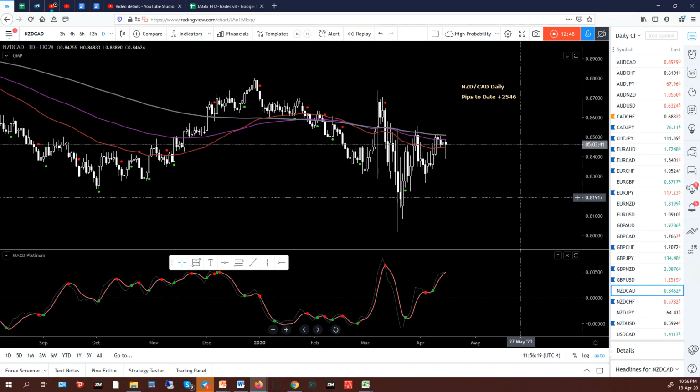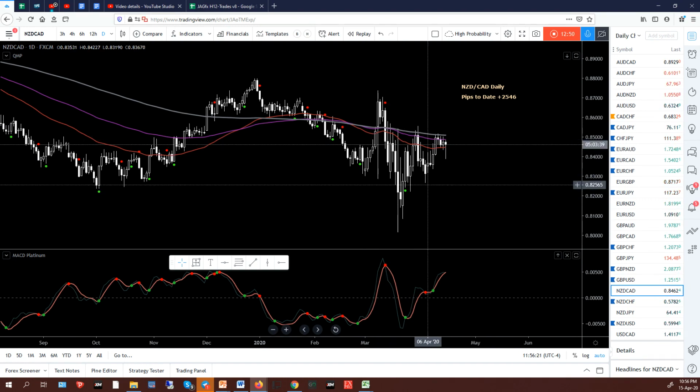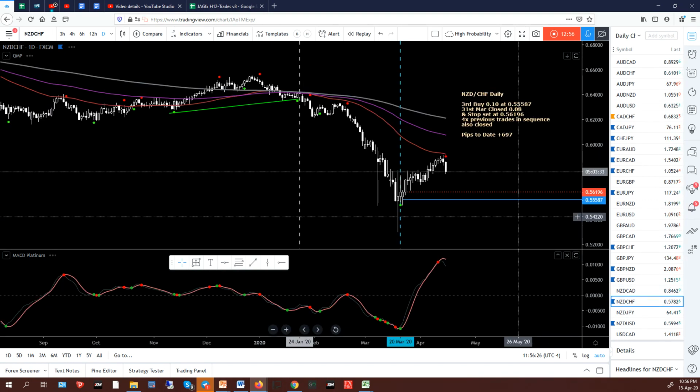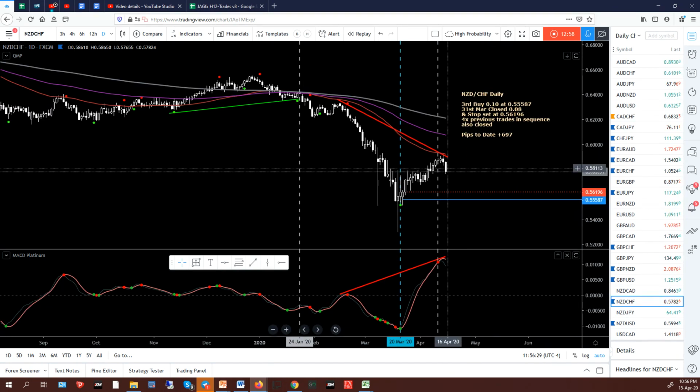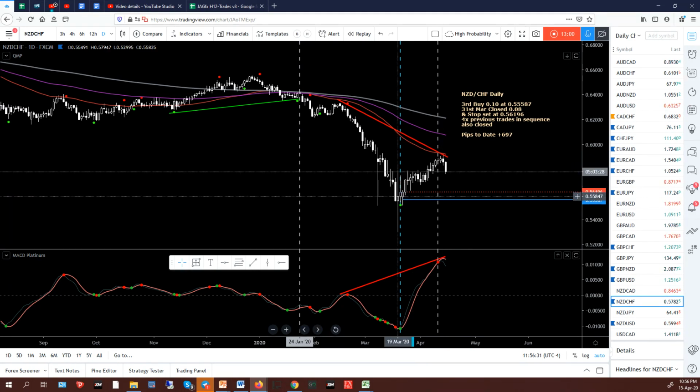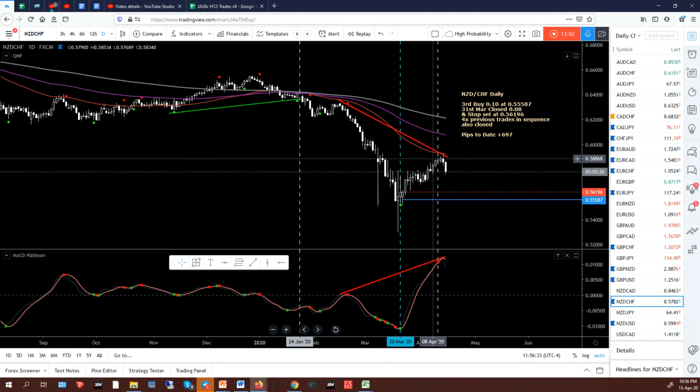New Zealand CAD, nothing doing. It's just pretty ugly since the Corona days. Yeah, nothing presenting there. New Zealand Swiss, possible sell going tomorrow by looking at that dot. I'm going to buy. It's gone up nicely, got up to the MAs, and it's going to roll over.